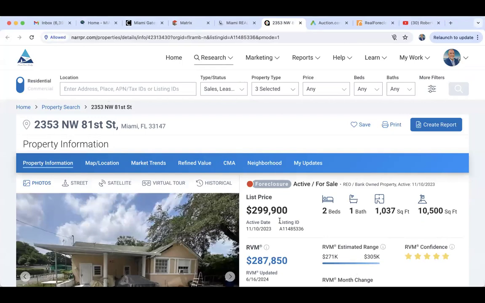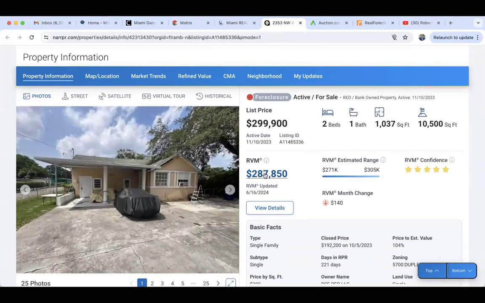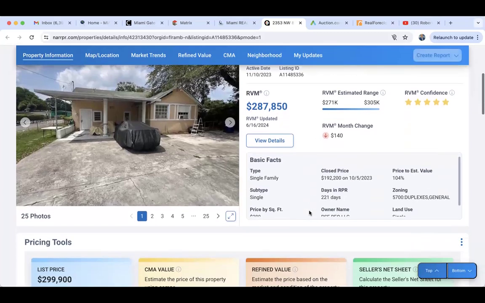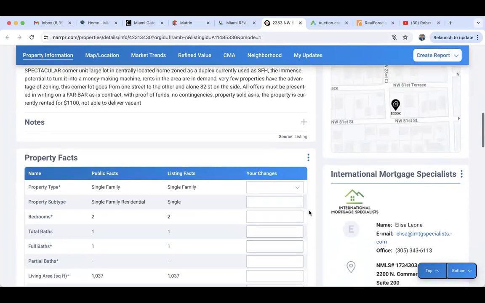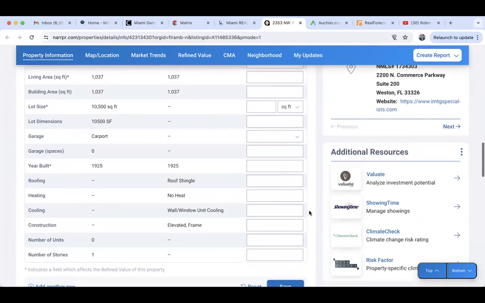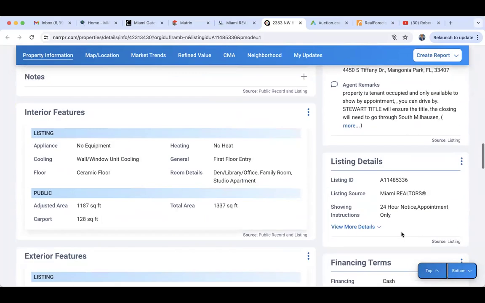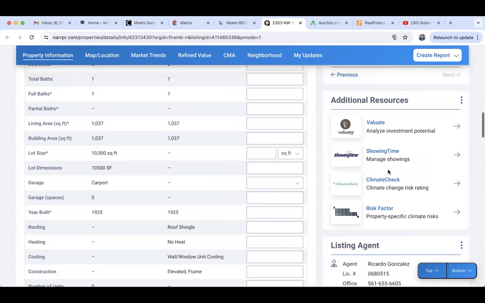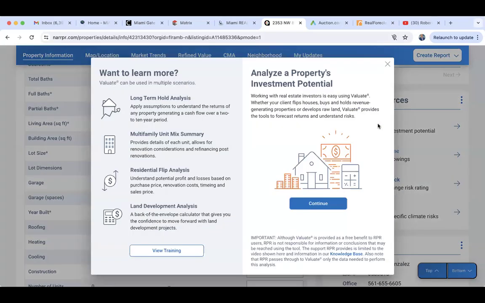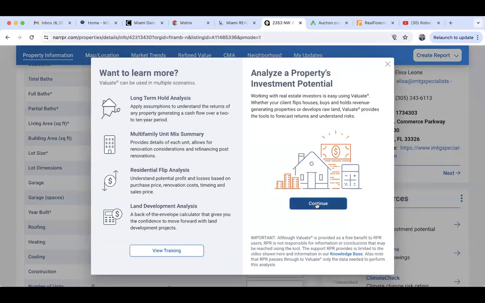This is the property. And don't pay attention to the RVM. That's just an estimated value. We see what the comps look like, right? So we're going to go ahead and run the report that we came here to run, which is this one right here. All right. It's an analysis on the investment, and it's with a program called Evaluate. And there it is. We're going to go ahead and click there, and then we're going to click on what? Continue.